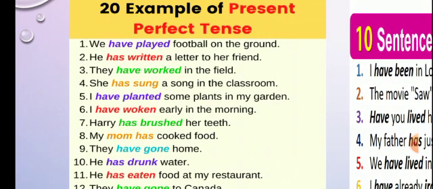The second sentence, he, it is singular subject. So has written. Then you need to remember, as I always said to you, the past participle of all the verbs. Written is the past participle of the verb write. Played is the past participle of the verb play. Right? So similarly we have the other sentences.